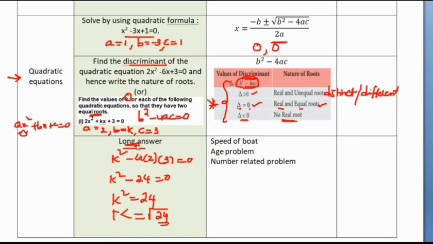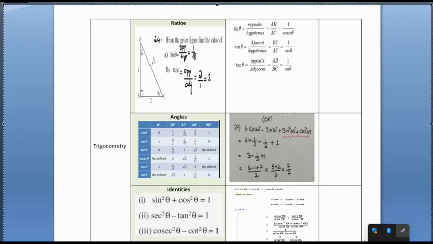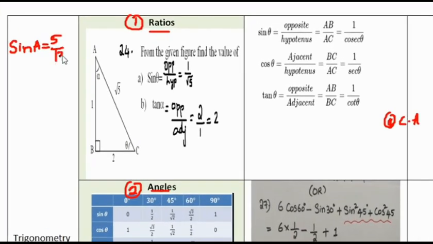One long answer we can expect from this quadratic equation, either from speed of the boat problem, age problem, number related problem. Next important chapter in class 10 is trigonometry, and we have four concepts in trigonometry. One is ratios, two is angles, three is identities, and four is complementary angles. In angles, the expected question can be sin A is equal to like 5 by 13. Find cos theta or tan theta.